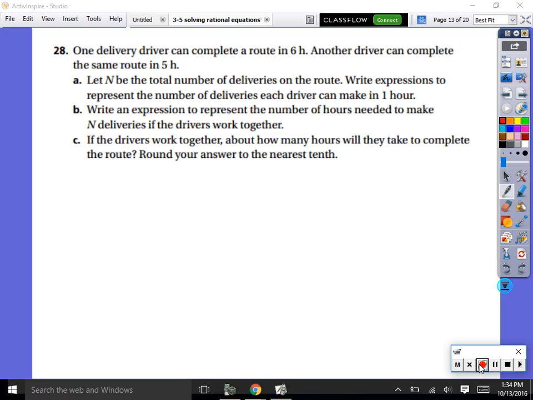So it says one delivery driver can complete a route in 6 hours. So our first delivery driver can complete a route in 6 hours. One route. Okay. Then our second delivery driver can complete that same route in 5 hours, correct?